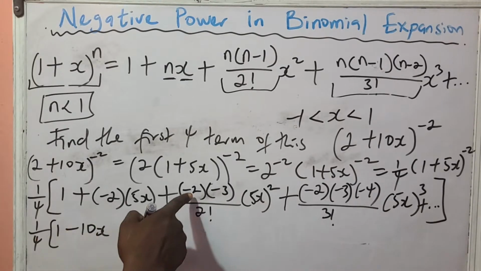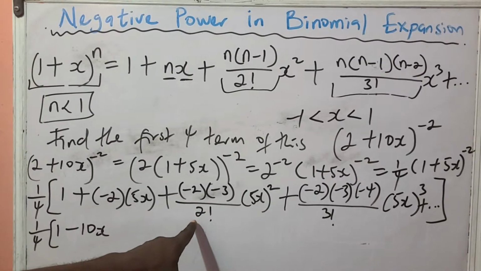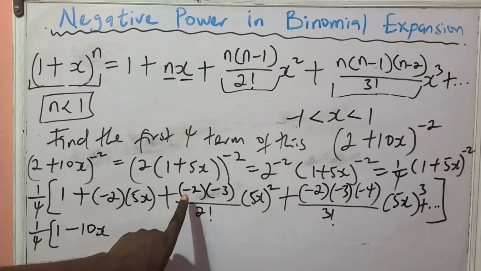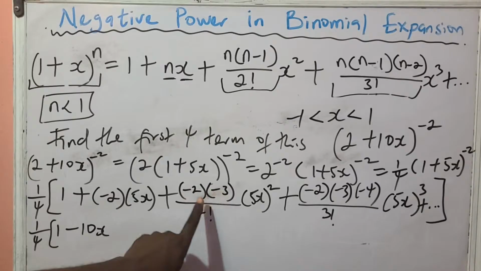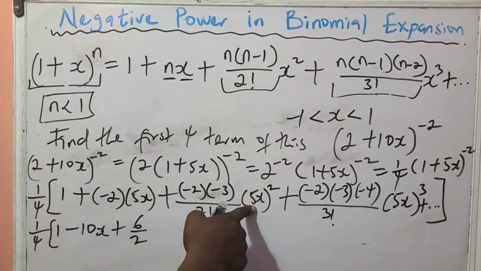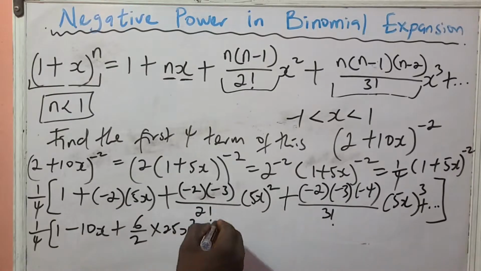Now, minus 2 minus 3 is what? Minus 2 minus 3 times minus 3 will be 6. And what is 2 factorial? I'm sure you know what factorial means. 2 factorial will be 2 times 1. 3 factorial will be 3 times 2 times 1. I'm sure you know that, right? So that will be 6 over 2 times 1. Because of space, I will just write 6 over 2. Then I will go on to solve this. This will be 5 raised to the power 2, multiplied by 25x squared. Then let me write the plus.